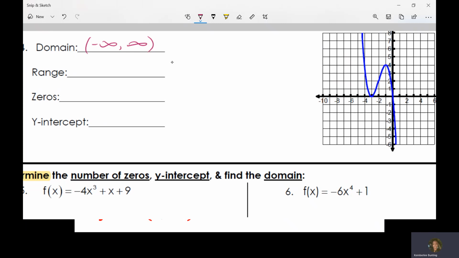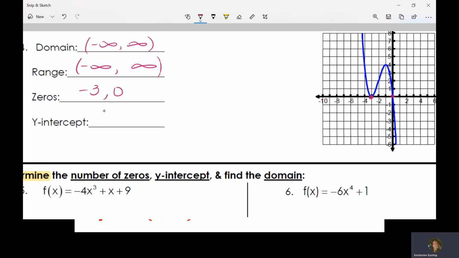Thanks. Moving on. What is the range of this function? What is the lowest most value? Negative infinity. What's the highest value, y'all? All right. What are the zeros? -3 and 0.